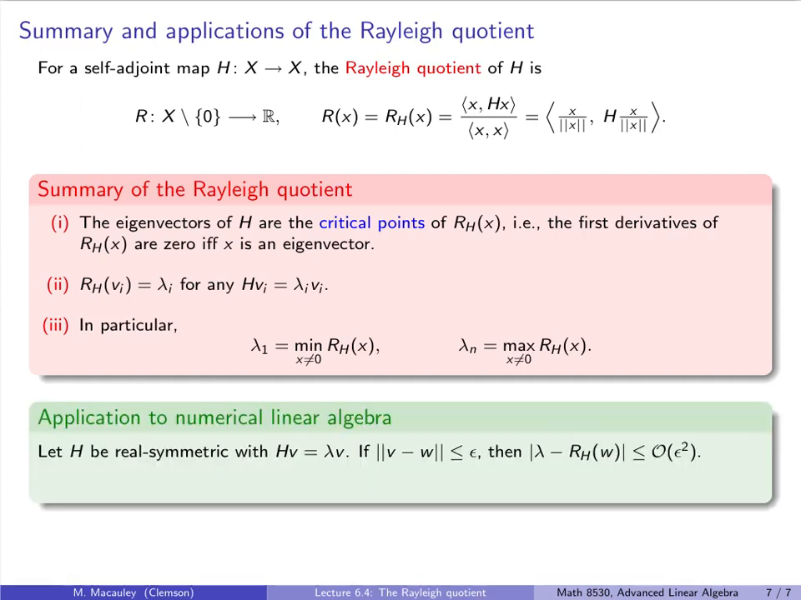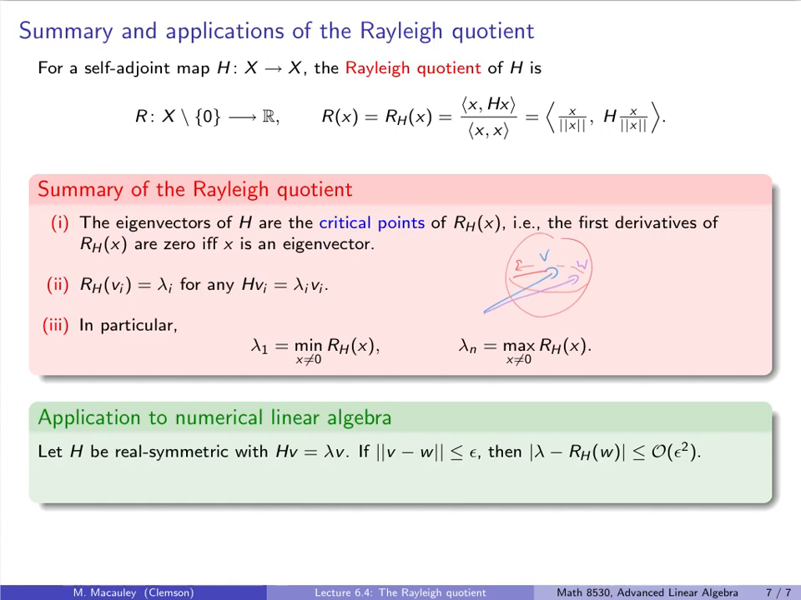Finally, a quick word about applications of the Rayleigh quotient. This comes up in numerical linear algebra, in algorithms that estimate an eigenvalue and eigenvector of a linear map. Suppose we have a real symmetric matrix H, and we want to find an eigenvalue and eigenvector. If we are in the neighborhood of that eigenvector, in other words, within an epsilon ball around V with radius epsilon, then if W is any other vector in this ball and we compute the Rayleigh quotient of W, that will be within a factor of epsilon squared of lambda. So this is a second order approximation of the actual eigenvalue.